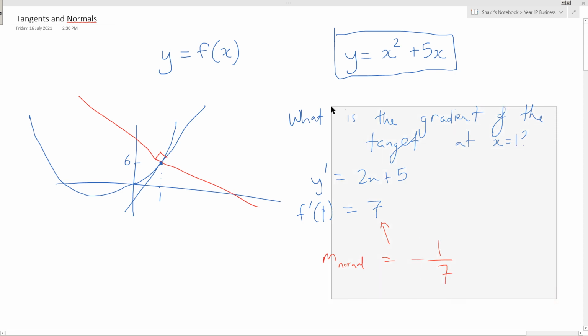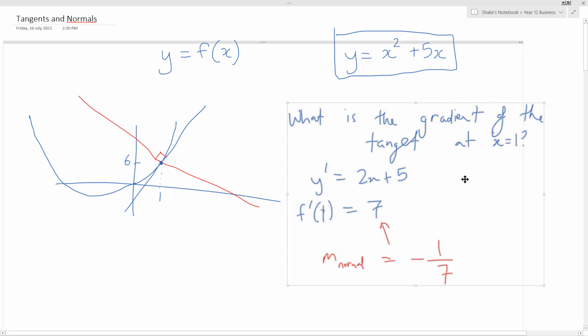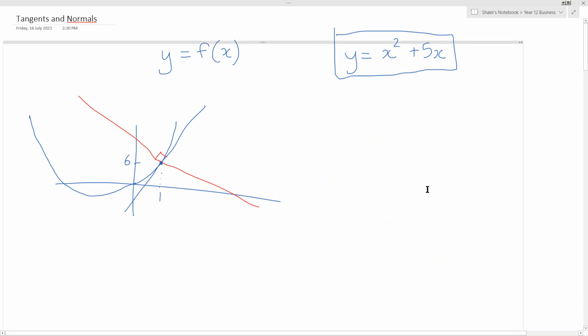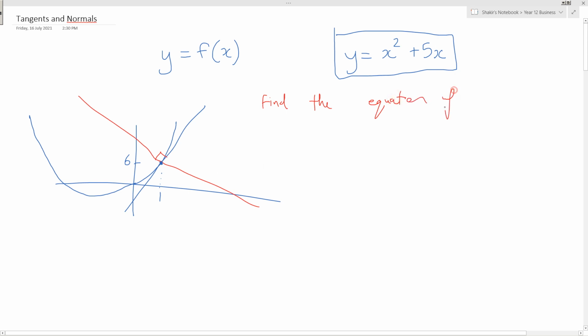Moving on. Now we'll talk about the equation of the tangent and the equation of the normal. We know the gradient. In fact, I'll just do it from scratch. So if the question says, find the equation of the tangent.